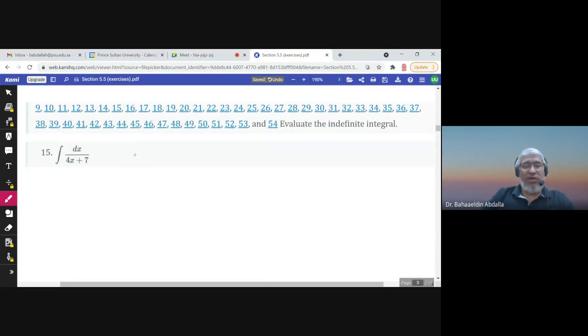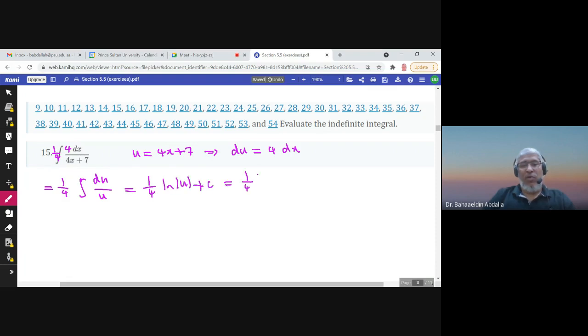Evaluate the indefinite integral. Well, I'll take u, the denominator, I'll call it u. So du would be 4, the derivative of 4x is 4 dx. I have dx, I'll multiply by 4 outside and inside the integral. So 4 dx is now du, and 4x plus 7 is u. So the answer would be ln absolute value of u plus c, or ln absolute value of 4x plus 7 plus c.